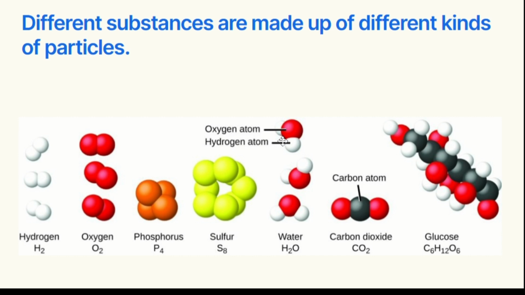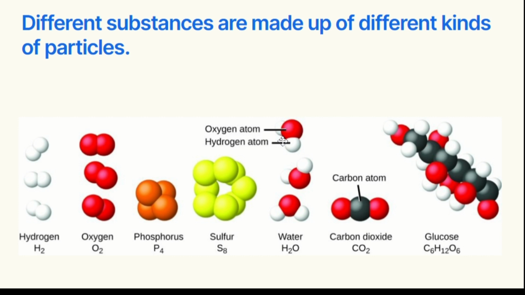So the next one is different substances are made of different kinds of particles. Here are different elements and compounds, so different items. Like hydrogen, for example, that's one substance. That's why its chemical formula H2 has 2 of the same particles. Same thing with oxygen: it's the same substance, so it's 2 particles that are the same color. Same thing with phosphorus, sulfur, and any other element.